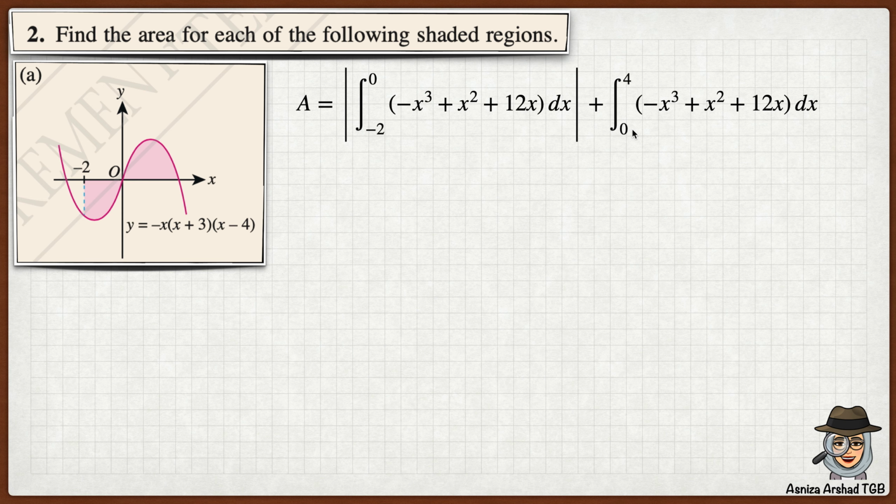So the area will be 0 minus 17 1/3, plus the second, 53 1/3 minus 0. So the area for both regions will be 72 over 3 units squared.